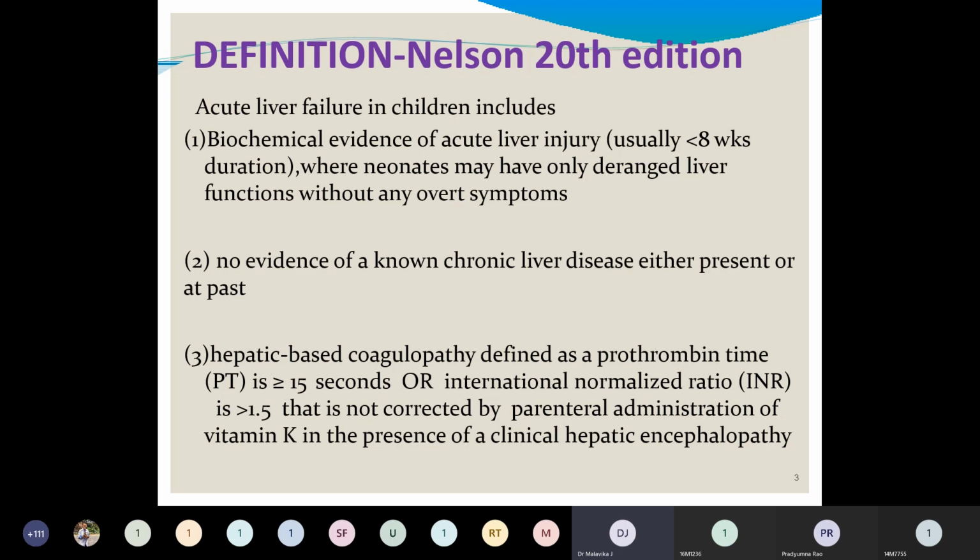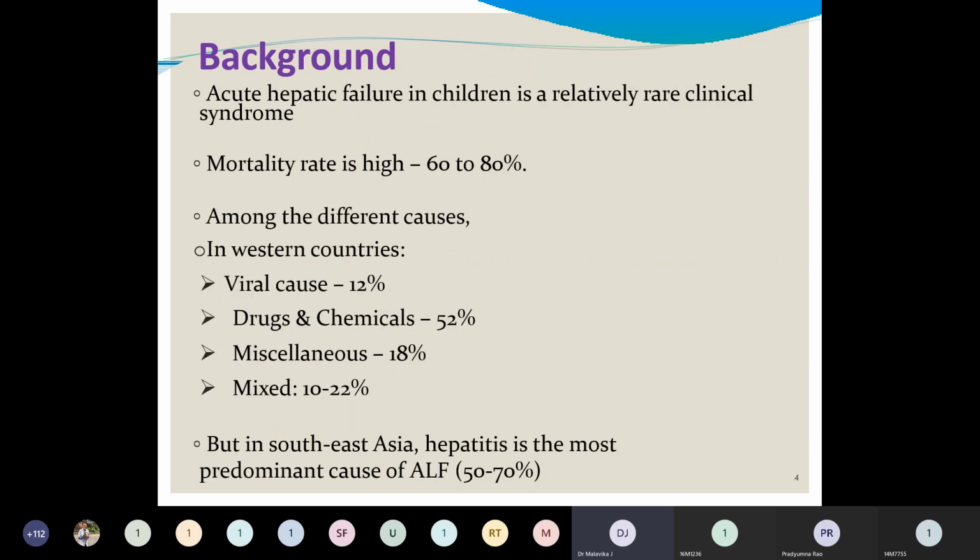The next component is hepatic coagulopathy, defined as a prothrombin time of more than 15 seconds, or an international normalized ratio, that is INR, of more than 1.5, that is not corrected by parenteral administration of vitamin K, in the presence of clinical hepatic encephalopathy. So this is the definitive definition of acute liver failure in children, according to Nelson's 20th edition.